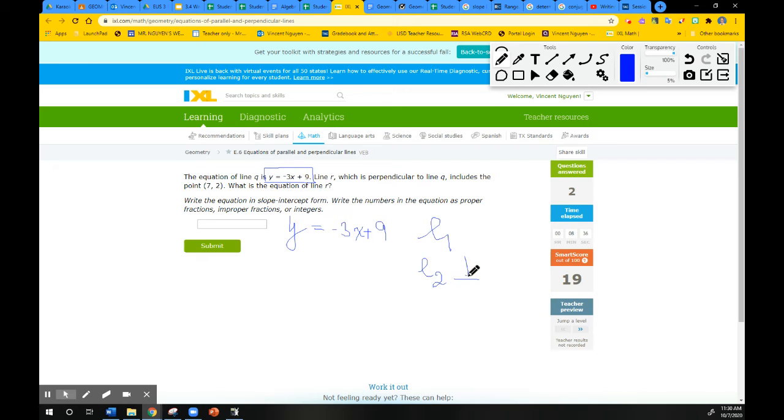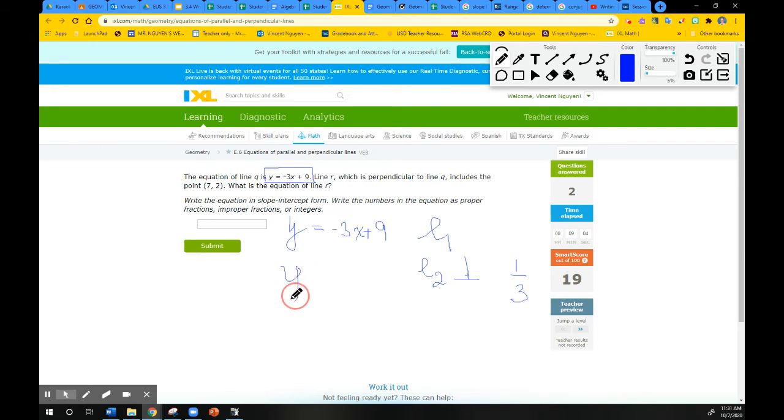So perpendicular means opposite and reciprocal slope. Well, the original slope is negative 3, right? Opposite of that would be positive, and the reciprocal of 3 is actually 1 over 3. And because the number is positive, you do not have to put the plus sign in front. It's understood, right? It's automatically positive if there's no negative sign. So the slope for my new line is actually 1 over 3.